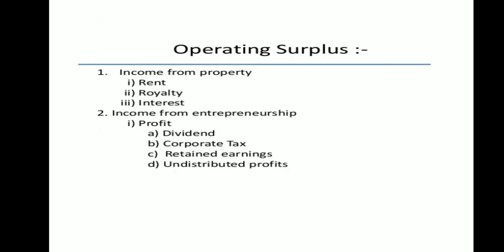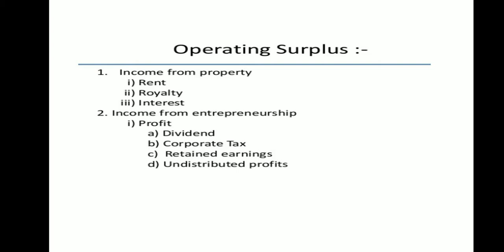Then what is operating surplus? Operating surplus is income from either property or entrepreneurship. If it is from property, that is rent from land, interest from capital, and royalty from patents or copyright. Income from entrepreneurship includes profit in the form of dividend, corporate tax, retained earnings and undistributed profit. All these are the components of income from entrepreneurship.